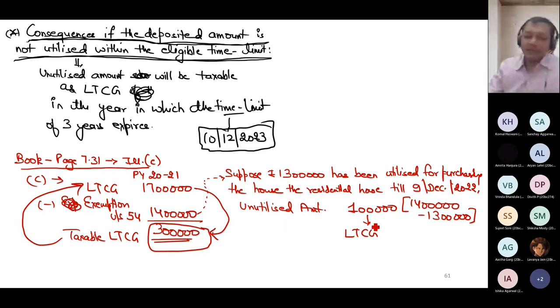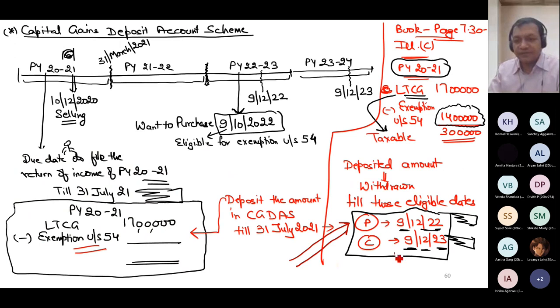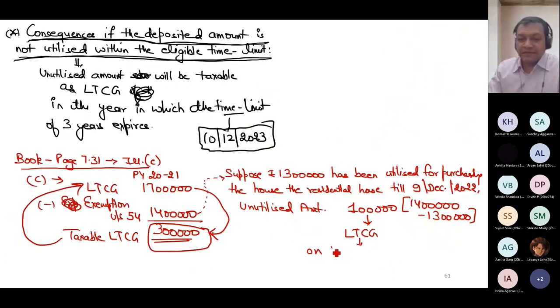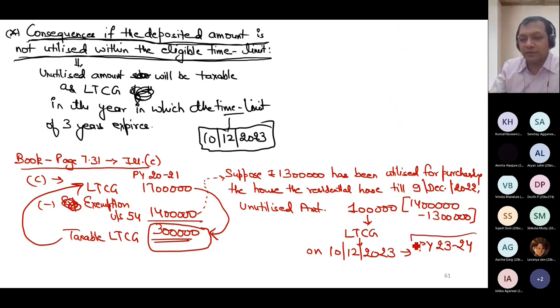So the same is happening now, that this remaining 1 lakh is taxable as LTCG on which date? When the limit of 3 years expires, because the government will wait maximum till 3 years. That is the last day, till 9 December 23. It will be taxed on the next day, the moment the 3 years limit expires, 10 December 23. And 10 December 23 comes in which previous year? 23-24. In the previous year 23-24, this unutilized amount will become taxable as LTCG.